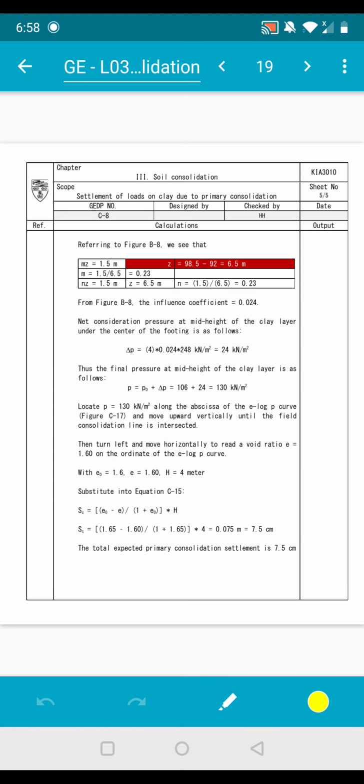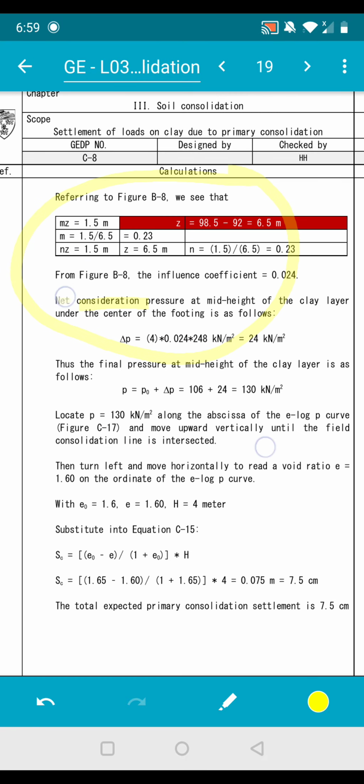And then you use the appropriate formulation. In this case, it is this one. Okay, and you need to calculate the net consolidation pressure. So this is consolidation, not consideration. Okay, and finally, we come out with the pressure at mid-height of the clay layer, which is calculated as 130 kN per meter square. And use this value, put it in the graph, and you're likely to have 1.60.